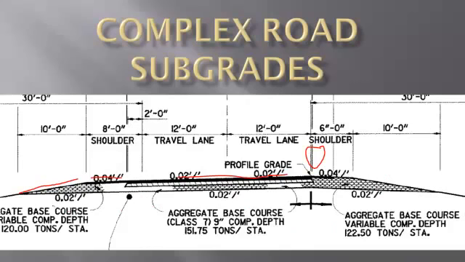If we look, the subgrade follows 2% the entire way across. Now it does break here at the PGL, so it's a minus 2% here and it's a minus 2% here. So this is the basics for a complex road subgrade in a tangent section.